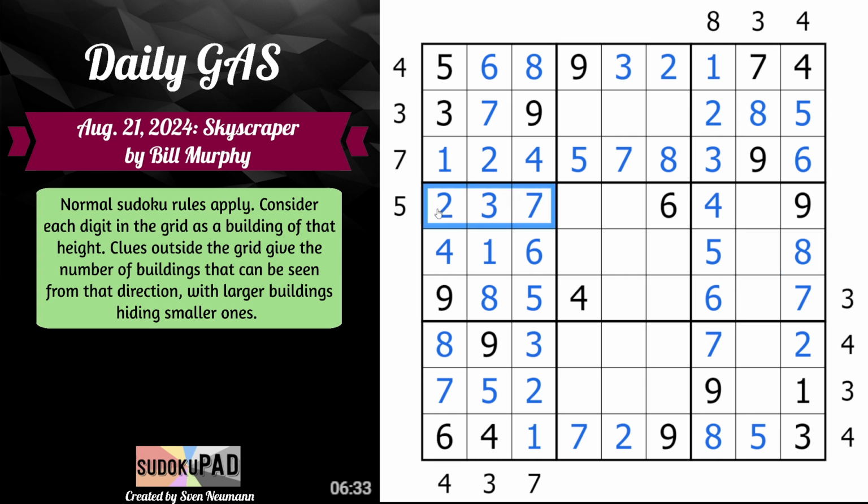Now we've seen 3 skyscrapers. Wherever the 8 goes will kind of block the rest. 5 in this row can only go here. This can't be 8 by Sudoku. This must be 8, which means the 1 goes here. We've satisfied the 5 clue. And then 2, 3, 2, 3, 4, 6.